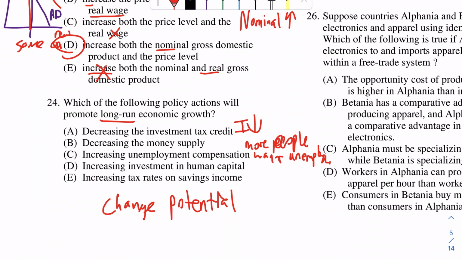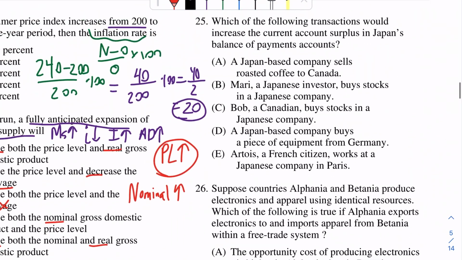What if we increase investment in human capital? Oh, there it is. More education. Increase in investment in human capital. Remember, human capital is your education and your skills. So if you invest in those things, you will be changing your potential. Okay, increasing tax rates on savings income. So basically, if you save your money, you pay more taxes. And obviously, that's not going to change your potential because you're paying more in taxes. That's not going to do it.